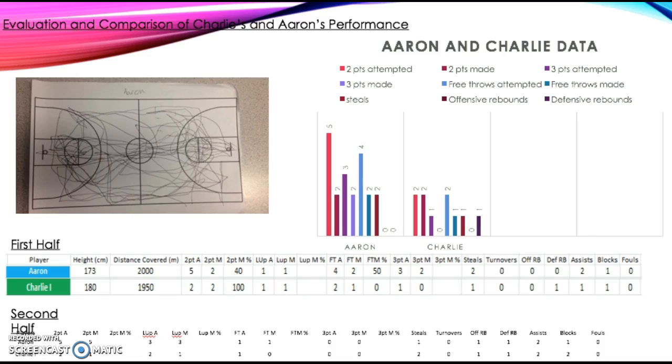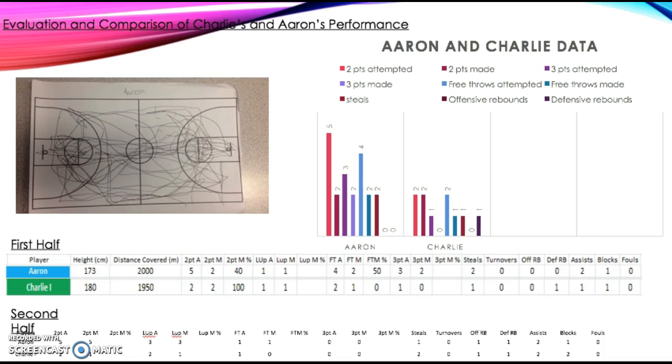Both Aaron and Charlie had a 50% success rate with their free throws, but whereas Aaron attempted 4 and scored 2, Charlie attempted 2 and scored 1. Aaron would therefore seem to be the better player because he has attempted more and scored more, even though they had the same percentage success rate. Aaron made 2 steals and Charlie made 1. Neither player made an offensive rebound, but Charlie achieved 1 defensive rebound.